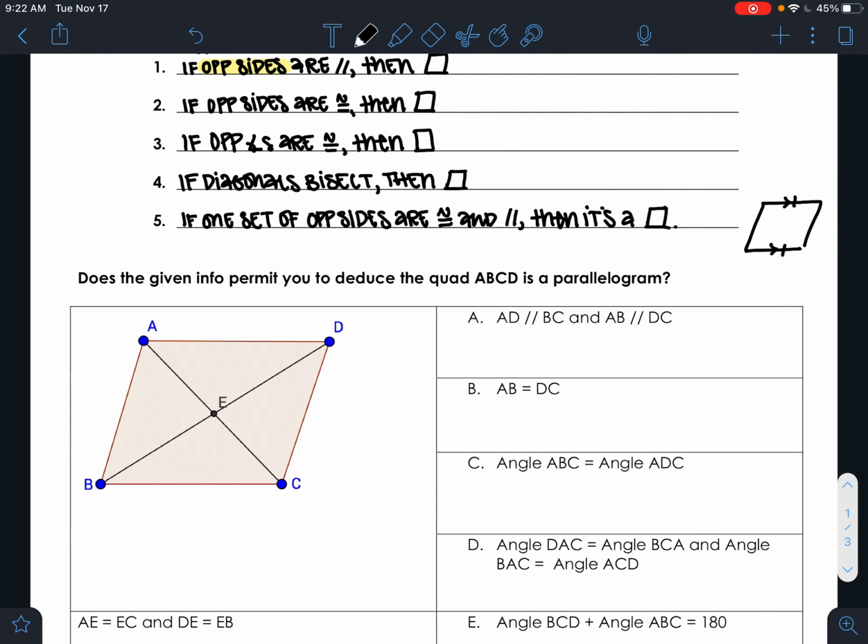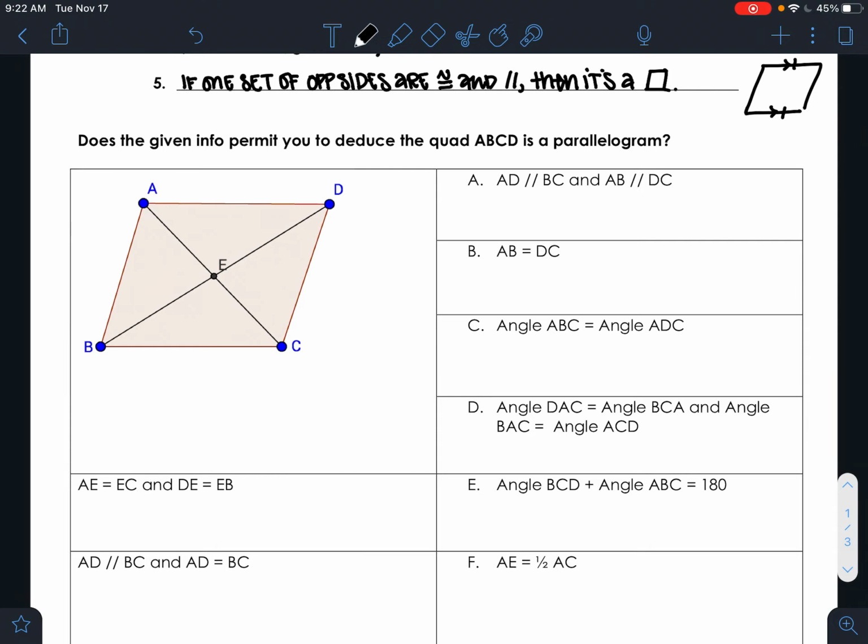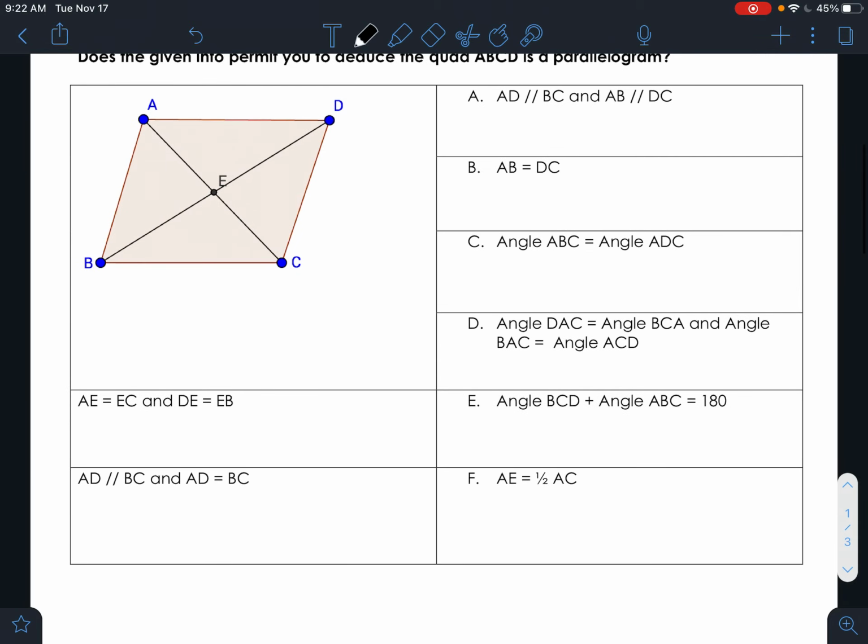And so for this next section, it says, does the given information permit you to deduce that the quadrilateral ABCD is a parallelogram, okay? And we're going to do all of these. There's a ton of them, okay?